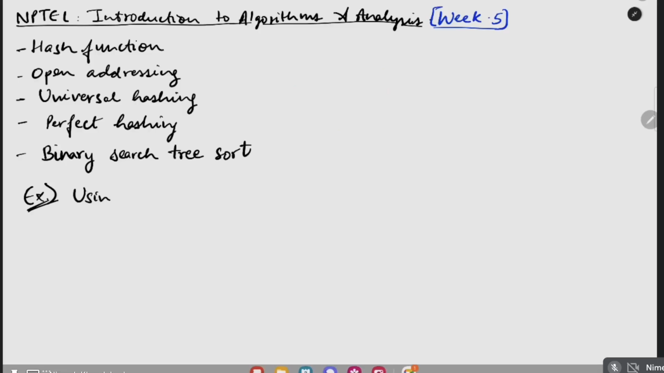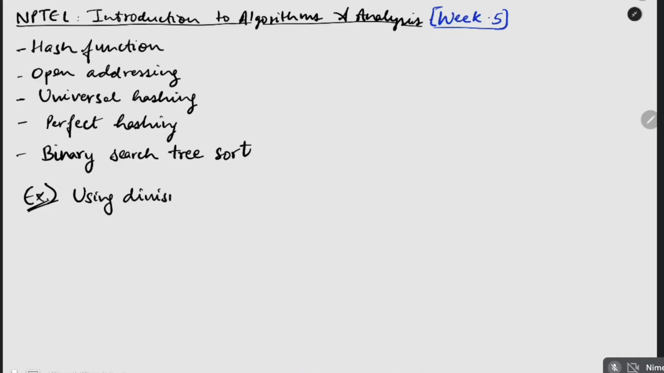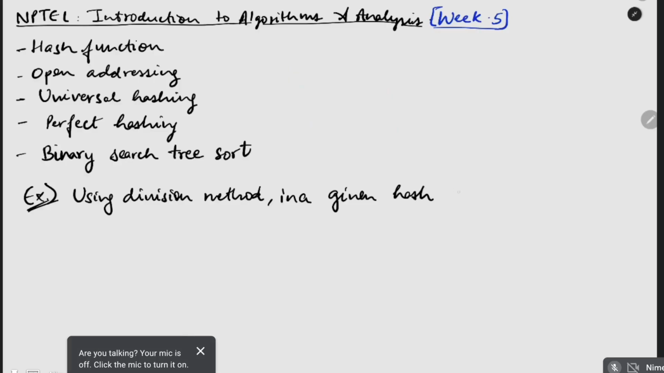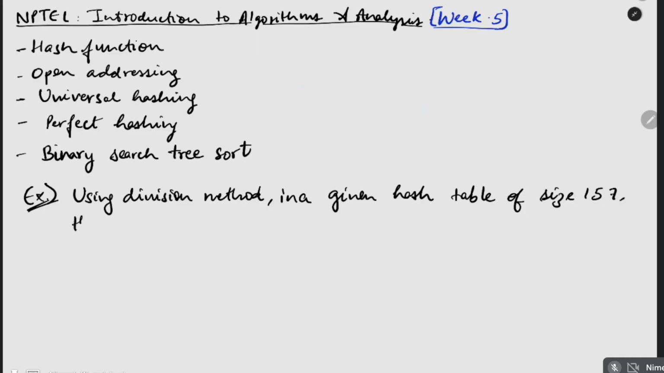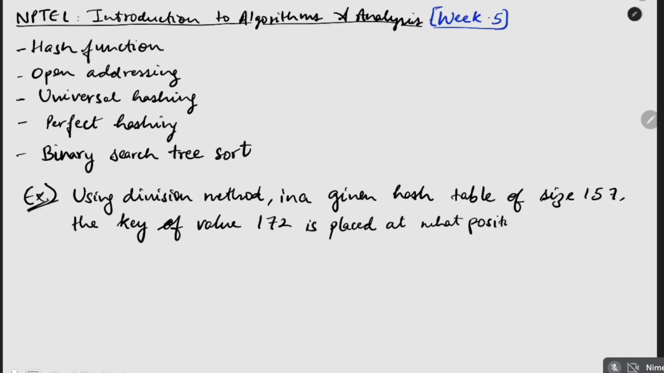Using the division method in a given hash table of size 157, the key of value 172 is placed at what position?